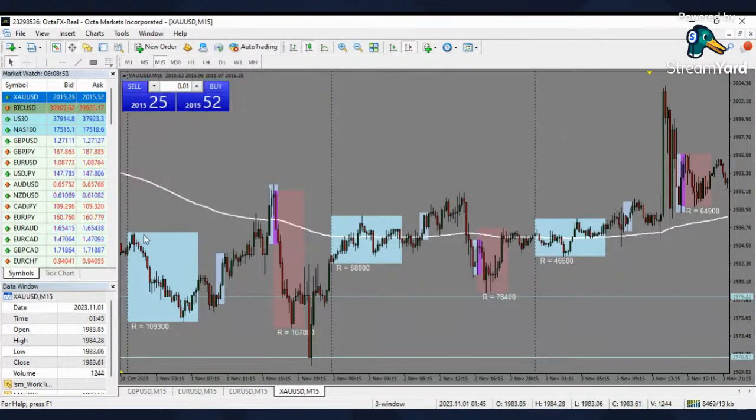What that means is that when it is 12 a.m. in London, and London uses pure GMT time, that's when the market opens on OctaFX also. So that's why we use OctaFX to do this.